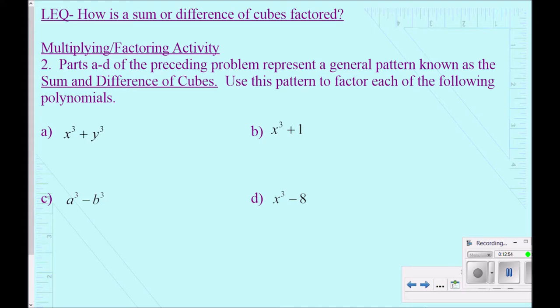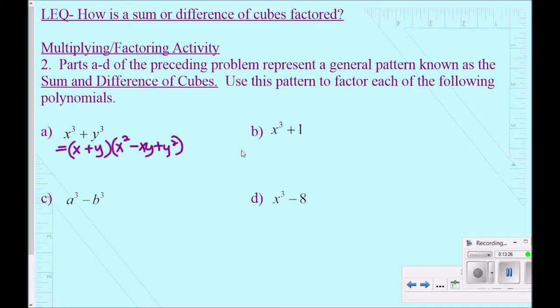So again, take a moment, pause the video, try them, then play to check your work. So there's no GCF. I see sum of cubes, so I make a binomial and a trinomial. I see sum, so that's plus, minus, plus. I take the cube root of x cubed, that's x. The cube root of y cubed, that's y. I square x. I square y. I multiply x times y, and that's my factors.